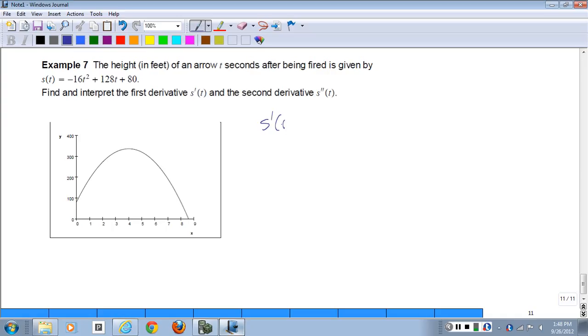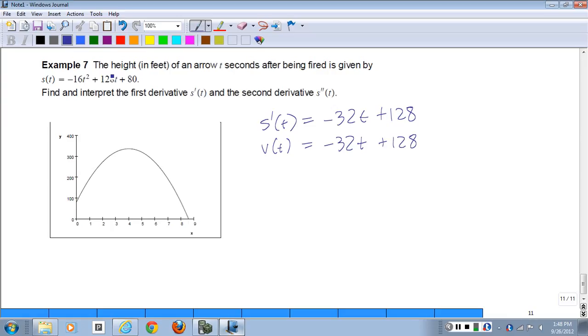S prime of t equals negative 32t plus 128. The instantaneous rate at which the position is changing is the velocity. So we'll call this v of t. V of t equals negative 32 times t plus 128.